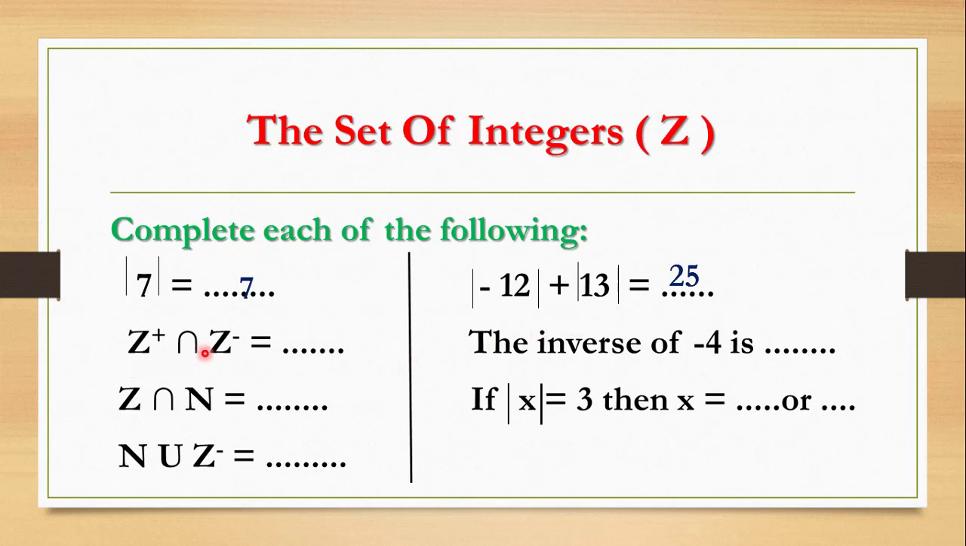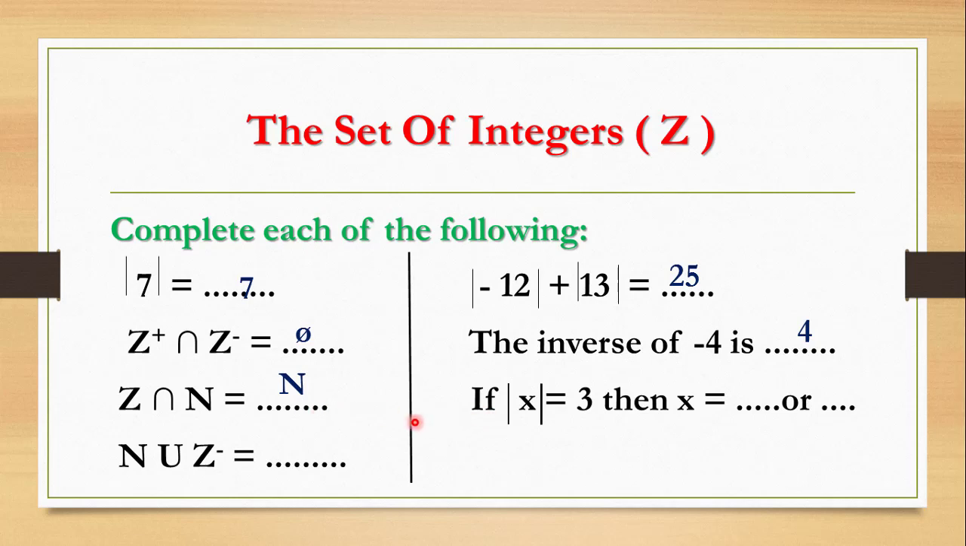Z positive intersects Z negative. Is there any common element between the positive integers and the negative integers? It means a number which is positive and negative at the same time? Of course not. So it is the empty set. The inverse of negative 4 is 4. Z, the integers, intersect the natural numbers. The answer is the natural numbers, because the natural numbers are a subset of the integers.